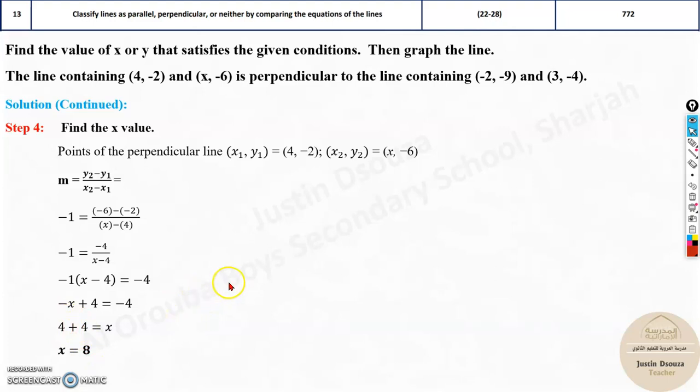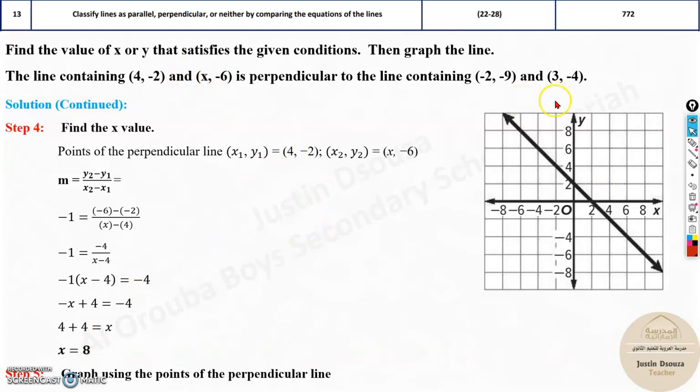How would you graph? The x value you found out. So if that is the only answer, fine, that's over. But now you know the 2 points. That is (4, -2). So (4, -2) is over here, 1 point. And then you know (8, -6). Just 2 points are enough. Draw the straight line from there.